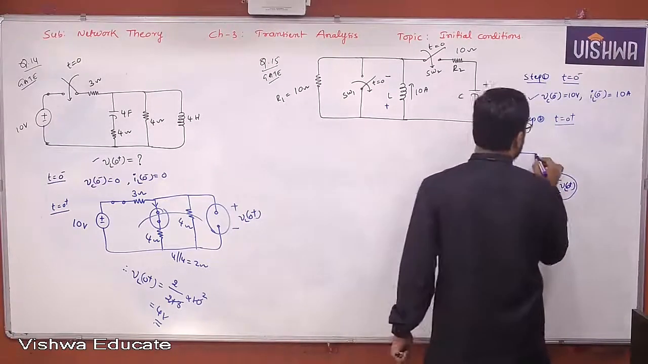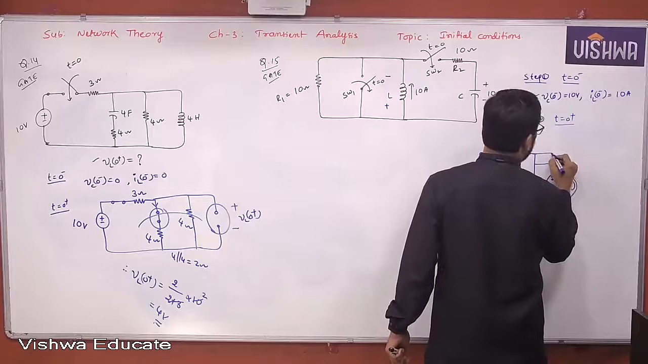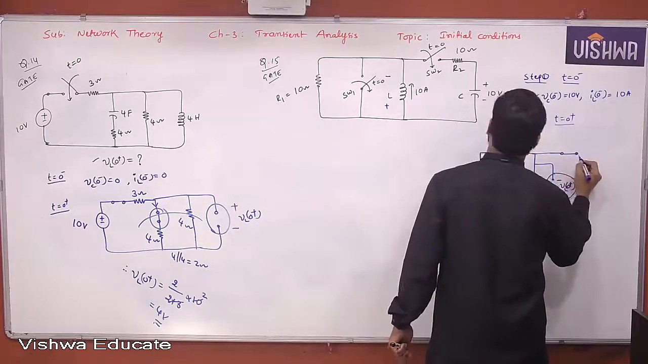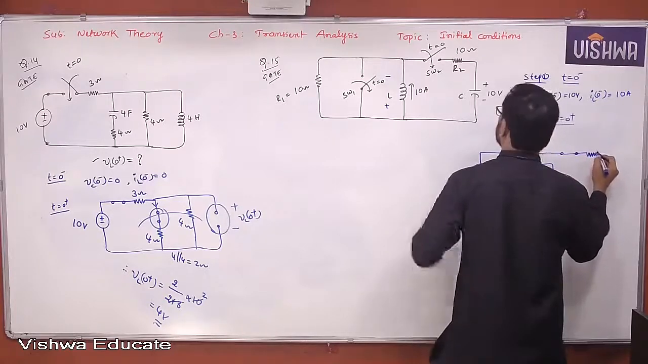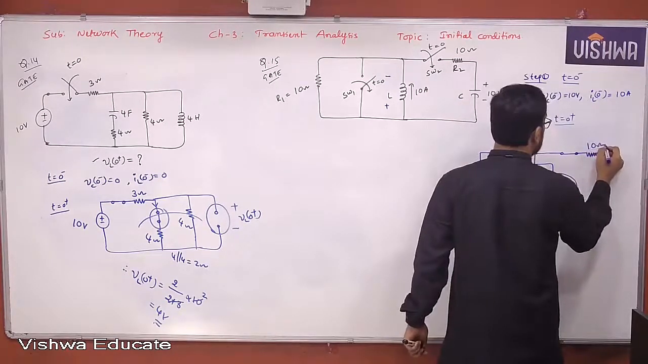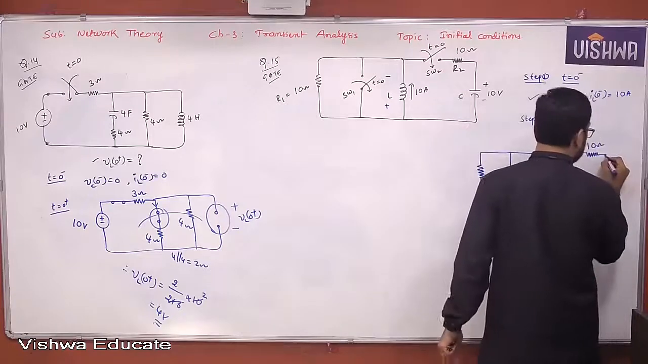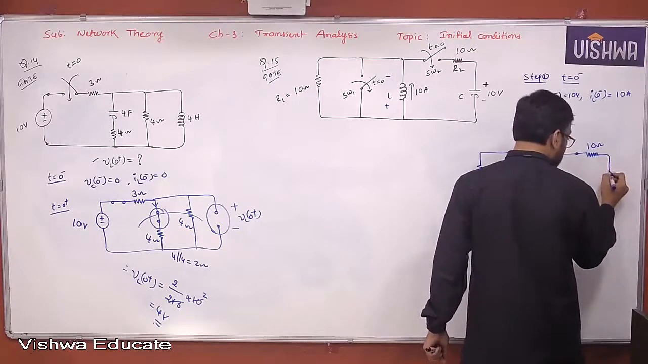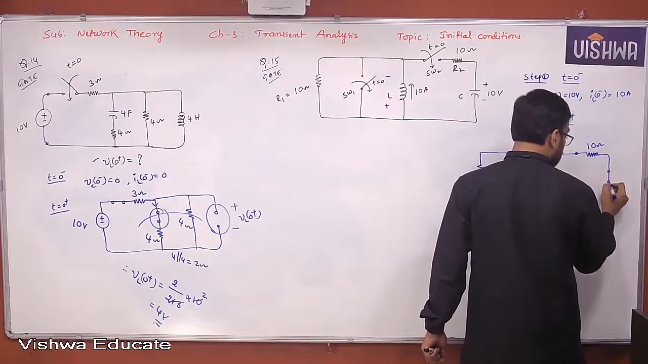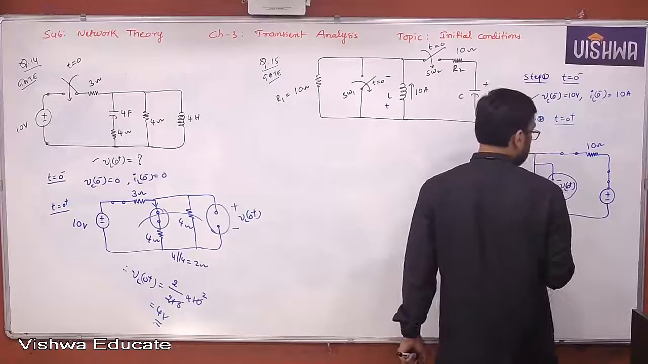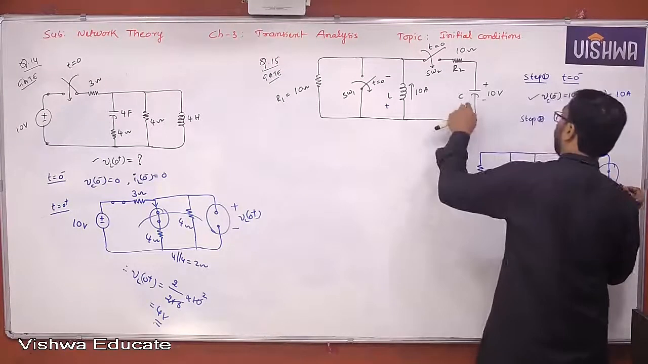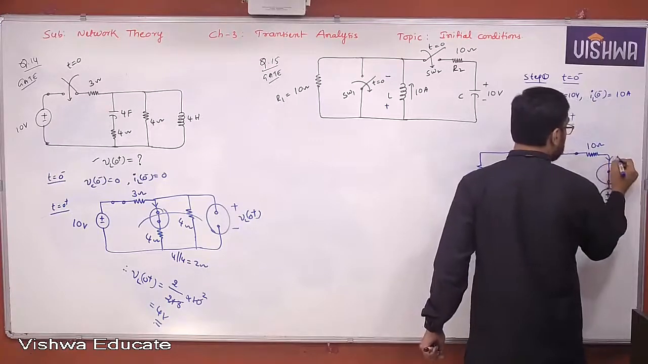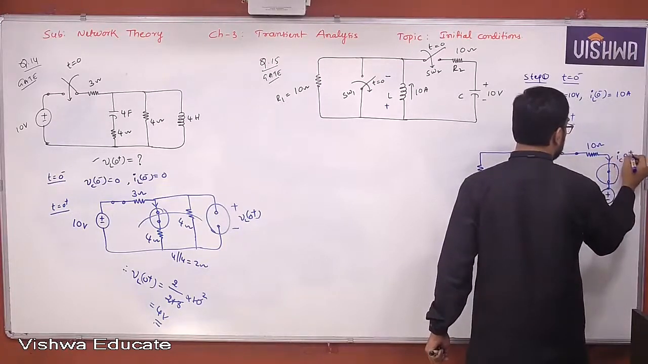Now, next, another one is close the switch. This is 10 ohm. What about this capacitor? Capacitor is something like this. This is a capacitor. What is the current flowing through the capacitor here? IC. How do you know the direction of the capacitor current?